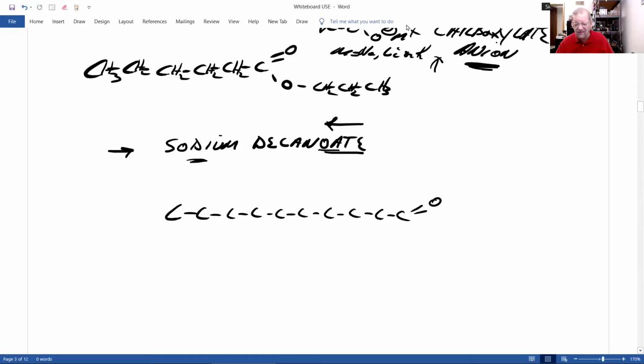And at one end, I like doing it on the right, I have a carbonyl. And because of the sodium, it's a carboxylate anion, I have O minus. You don't have to put the charges, but I always will. And what's the cation? Sodium, Na. And now I've got to get to work putting in my hydrogens. And that's how you do it.